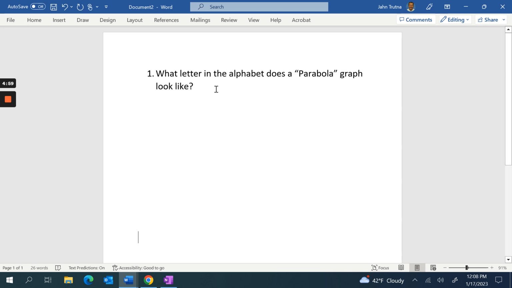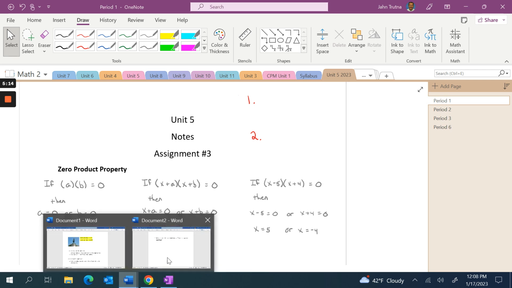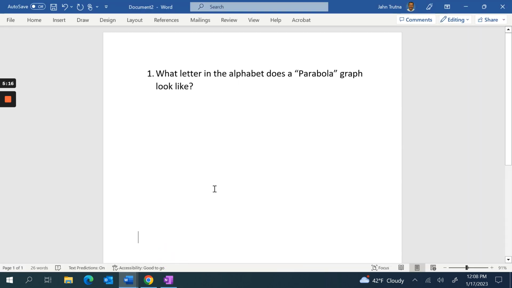Okay. What letter in the alphabet does a parabola graph look like? That's number 1. So next to the big number 1 in your notes, put the answer to that question. What letter in the alphabet does a parabola graph look like?